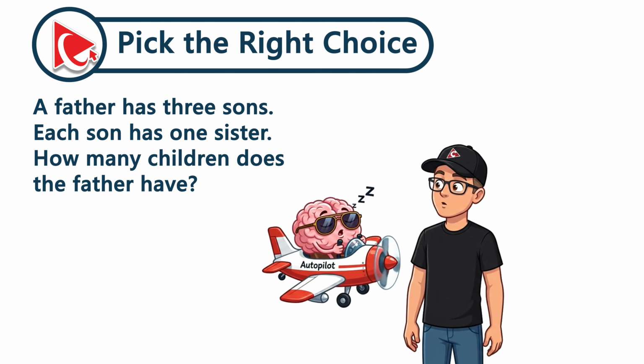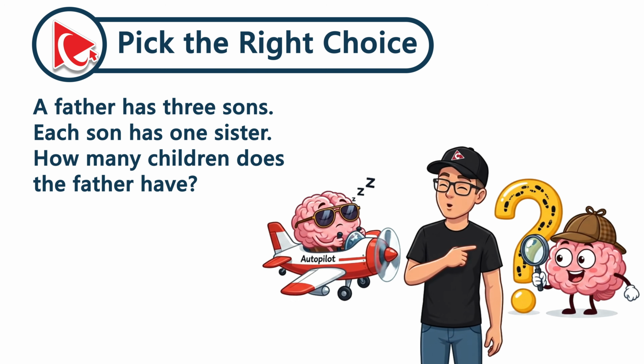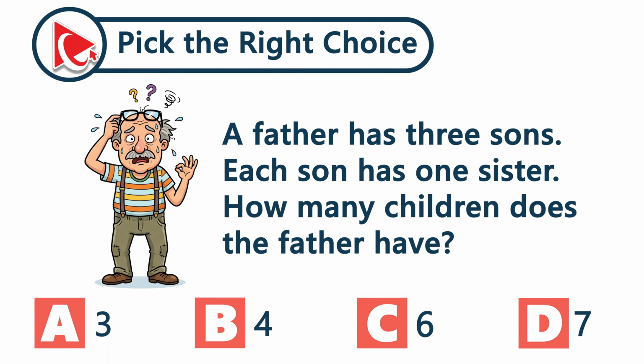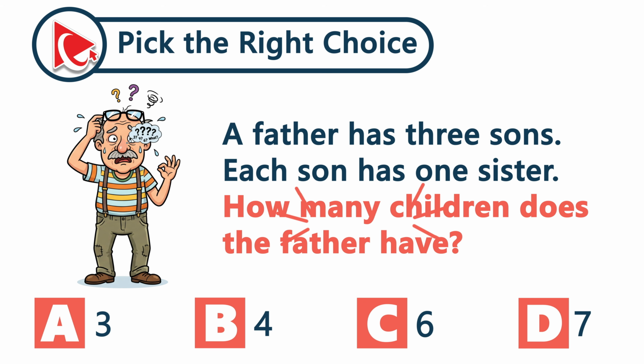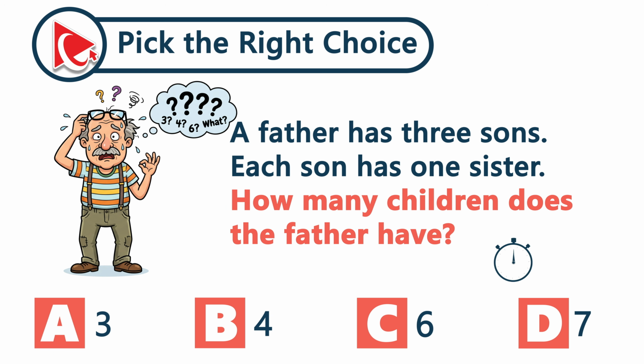I enjoy solving questions like this because they make my brain switch from autopilot to detective mode. A father has 3 sons. Each son has 1 sister. How many children does the father have? A, 3, B, 4, C, 6, or D, 7?